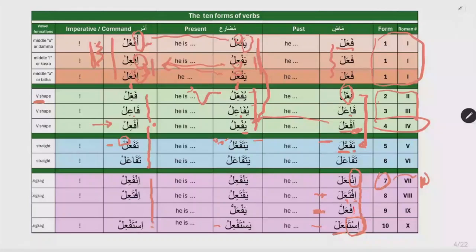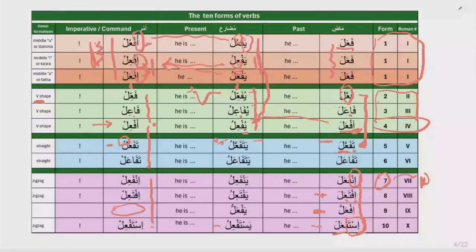We did say generally there's no imperative for the 9th form, although they do show it in other charts, but I'll show it to you. But generally, you don't give a command to become red or to become black or whatever the case is. All right, so this is in a nutshell all the 10 forms.